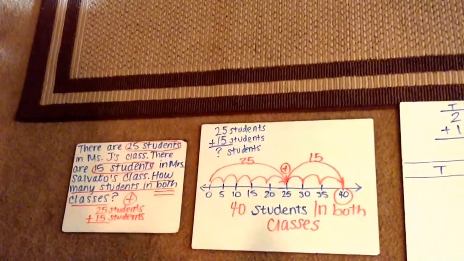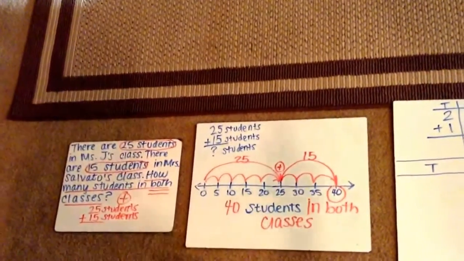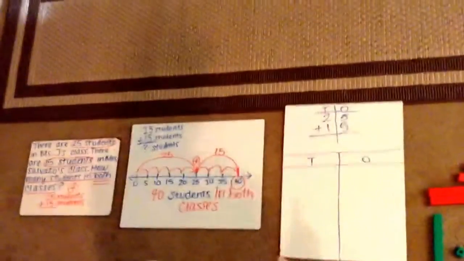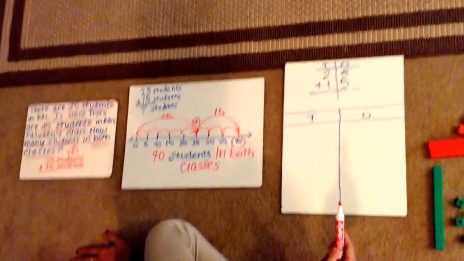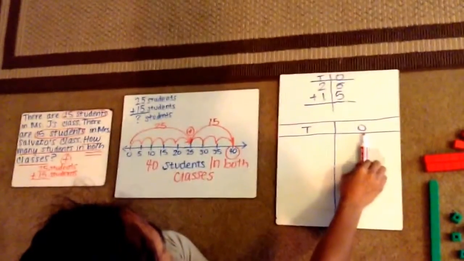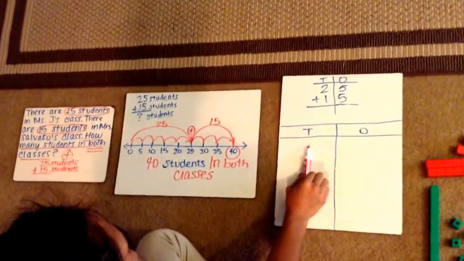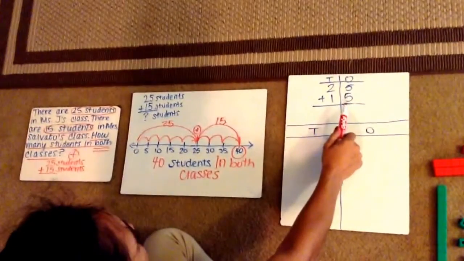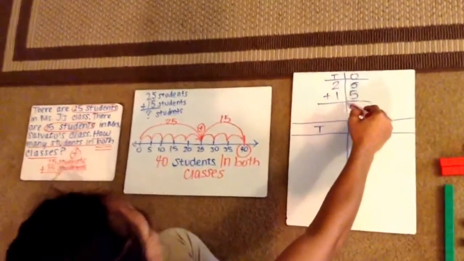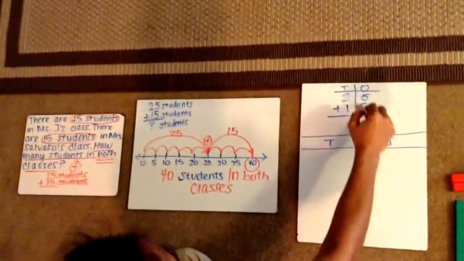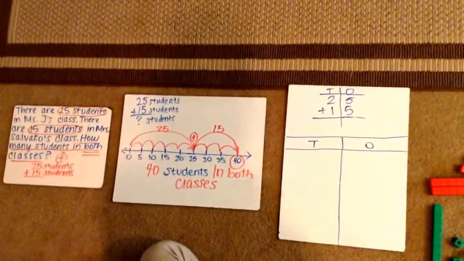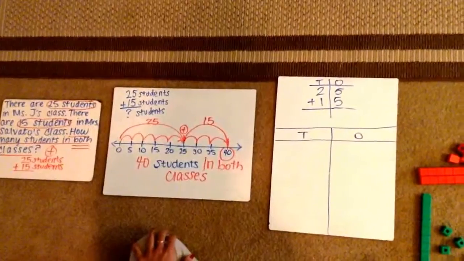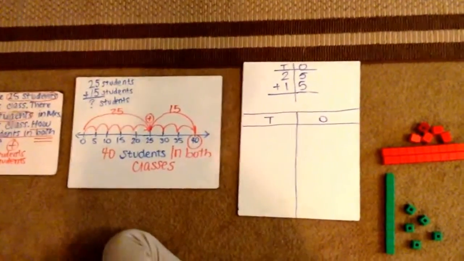Okay, so the next model that I want to demonstrate this problem with is going to be a place value setup where we have the ones place and the tens place. I've set the problem up in a double T to keep our numbers lined up and indicate that this is the ones place and this is the tens place. I'll be using Unifix cubes in the form of base 10 blocks because I don't have base 10 blocks.